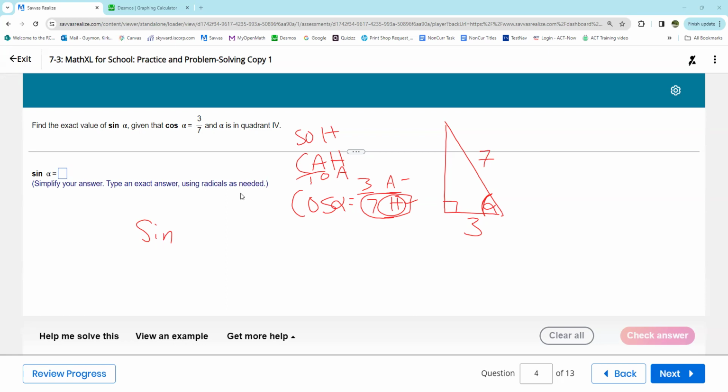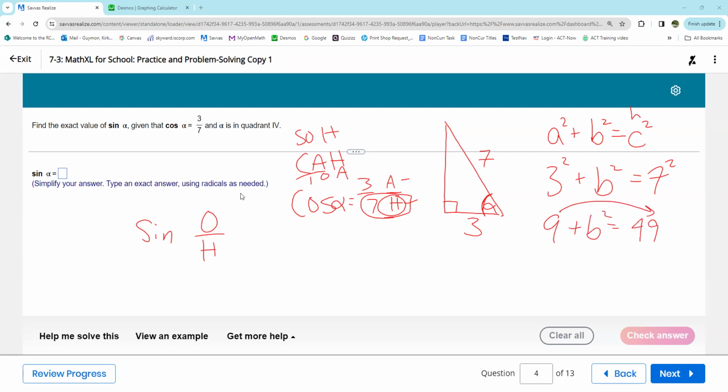So for finding the sine, I need the opposite over the hypotenuse. Right triangle, so just a little Pythagorean theorem: the sum of the squares of the legs equals the square of the hypotenuse. So I've got 3 squared plus b squared equals 7 squared. Remember, the hypotenuse is always over here. So 9 plus b squared equals 49. Subtract 9 from both sides, and that gives me 40. Square root both sides.